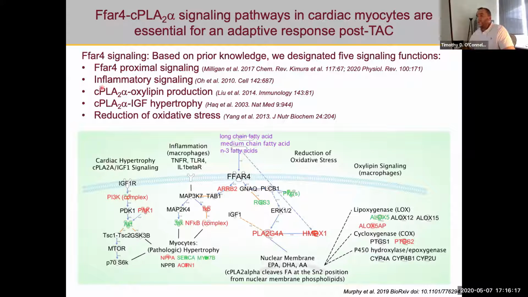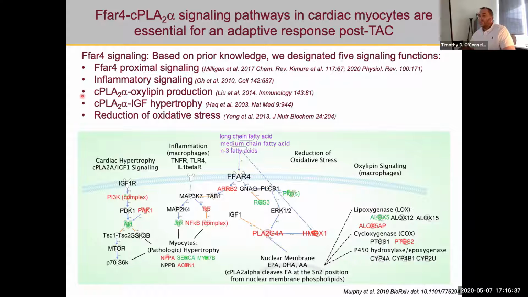From the work of Jared Oleski, we know that FFAR4 can activate anti-inflammatory signaling pathways, and specifically activate beta-arrestin 2 to activate TAB1 and block TAK1, and then prevent this NF-kappa B pro-inflammatory signaling pathway. And in cardiac myocytes, this would be associated with inducing pathologic hypertrophy.